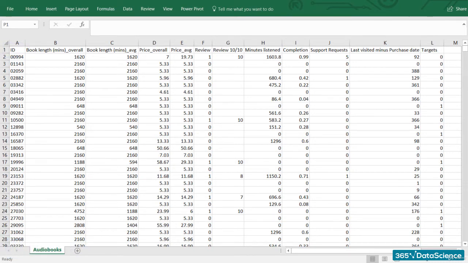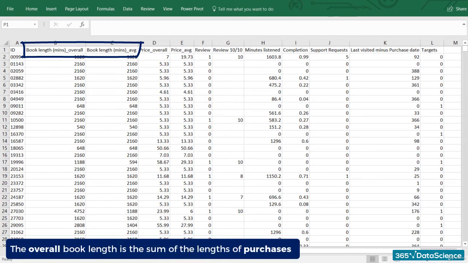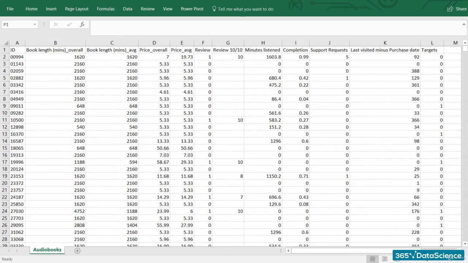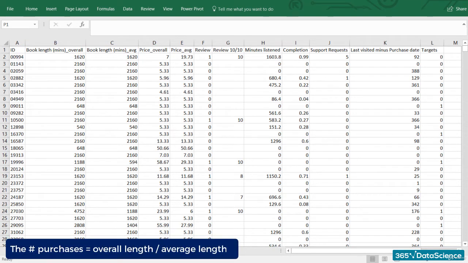Okay, next we have book length. The overall book length is the sum of the lengths of all purchases. We also have the average book length. The average book length is basically the sum divided by the number of purchases. So, if somebody has bought a single audiobook, the average length and the overall length for this person will be equal. All right, there is no need to include the number of purchases, as it is contained in the two variables we just described.